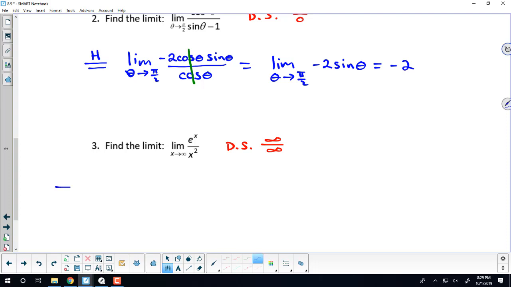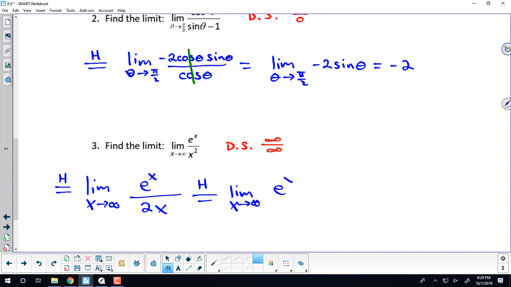valid. Since it is infinity over infinity, then L'Hopital's rule: limit as x approaches infinity of the derivative of e to the x over the derivative of x squared. So we have to do it again because it's still infinity over infinity. So one more application: derivative of the top divided by the derivative of the bottom. As x approaches infinity, e to the x over 2 approaches infinity, yeah.